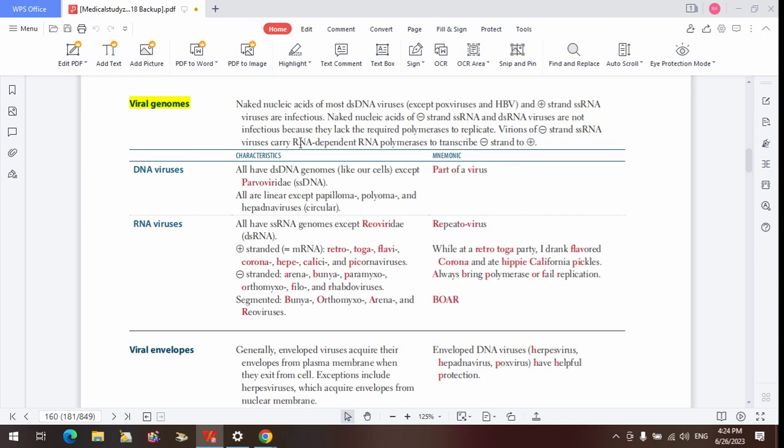So it's just like an experimental study. You isolate the naked form of these viruses and you want to determine which of them will be infectious. So it means that the naked form of a negative strand RNA virus cannot infect because human cells, or eukaryotic cells, do not contain RNA dependent RNA polymerase.